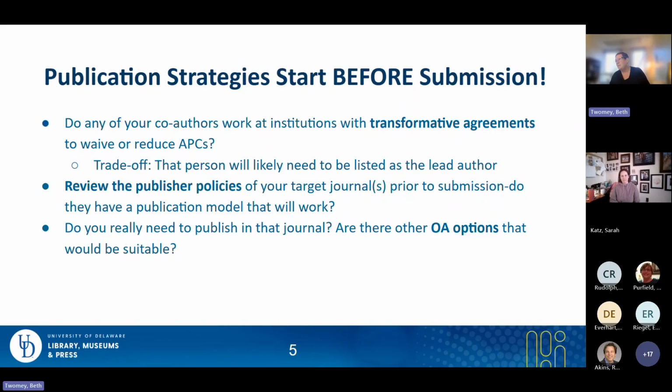That might mean that in order to publish and save money, you might need to step back as a lead author on something in order to get that work out there. The other thing that you need to do is review the publisher policies of your target journals and see what publication models they have and what might be possible.